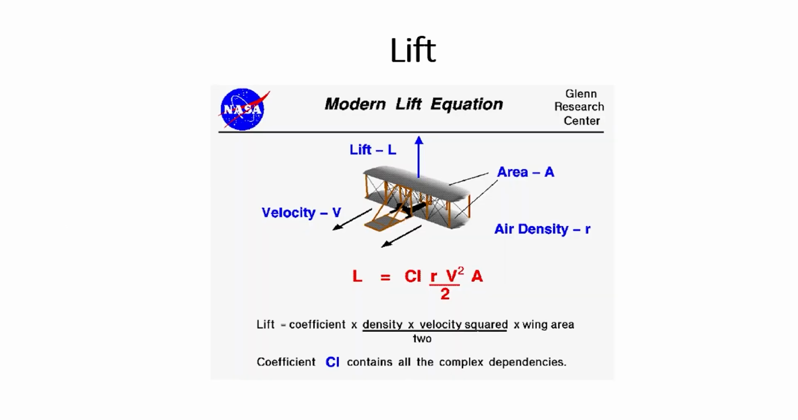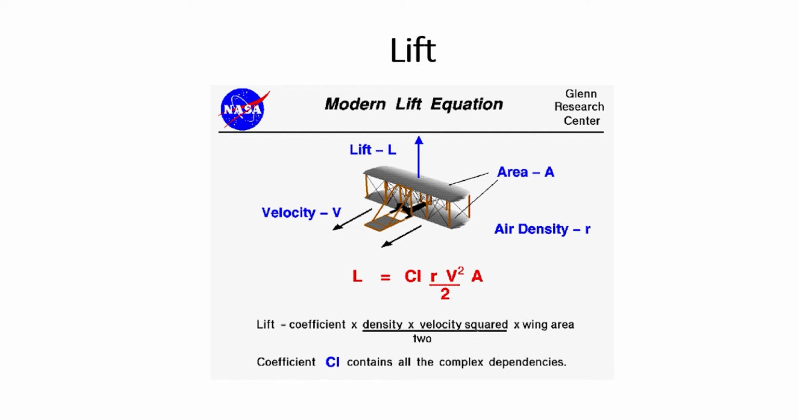So here we have our equation of lift brought to us by NASA and the Glenn Research Center. And one of the key takeaways here is that lift is directly related with velocity squared, right? So as our velocity increases in our aircraft, our lift increases. So in order to have more lift, we need more velocity, right?